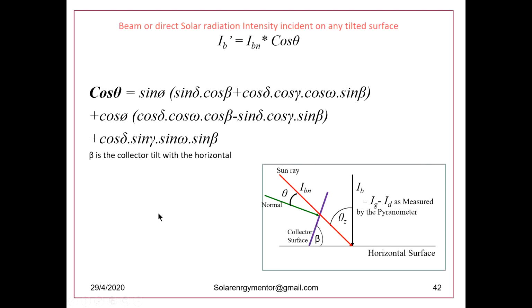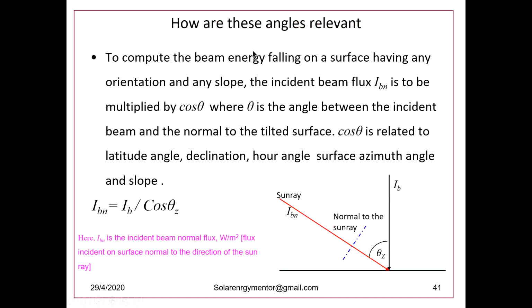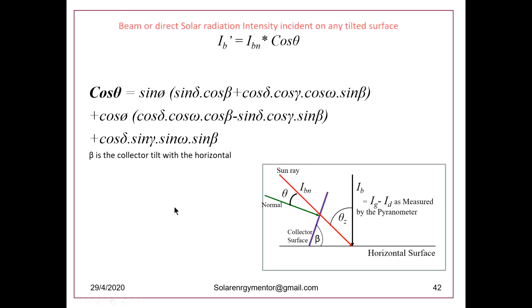Now beam or direct solar radiation intensity incident on any tilted surface can be found out by this expression. IB dash is equal to IBN into cos theta. Now here IBN is IB by cos theta z. If we combine this, we will get IB cos theta by cos theta z. That we will see afterwards. RB becomes IB RB, the tilt factor for beam radiation. That we will discuss afterwards.